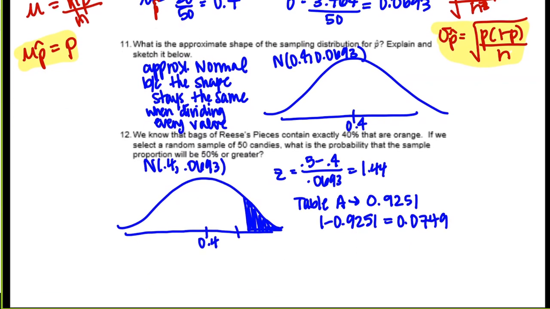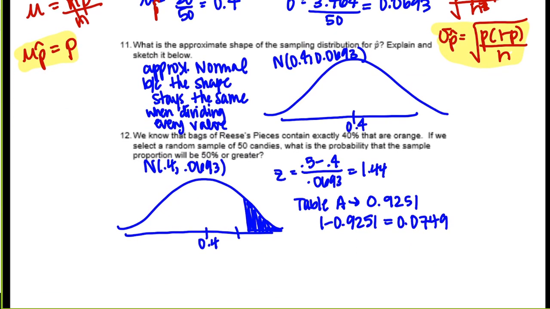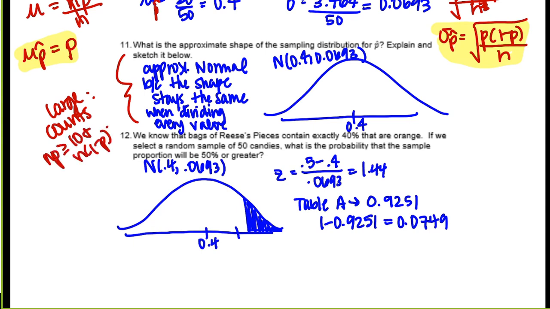A couple more things. We still have the large counts condition that says if n times p is at least 10 and n times 1 minus p is at least 10, then it's approximately normal. So that is really important to us as well. And then we did normal calculations to answer this question. And so a couple things here.